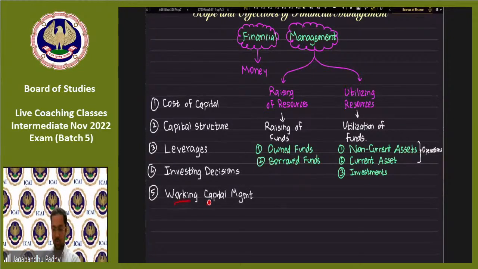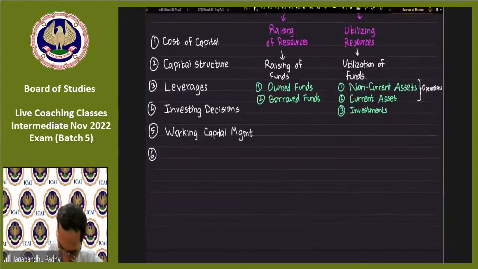So can you tell me what about this working capital management? Is it coming into the raising of resources or utilization of resources? What is it into? Working capital management. Absolutely right, guys. It's about the utilization of resources. Perfect. About utilization of resources. It tells about how much credit period to be given, what level of inventory you should maintain. So you're talking of how much funds you're going to invest. Okay. Next one, dividend decisions.